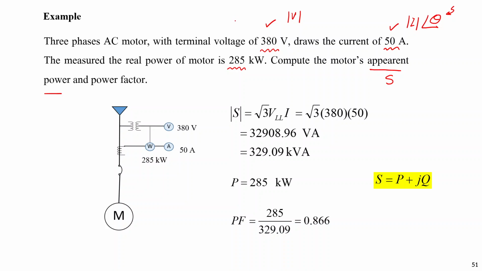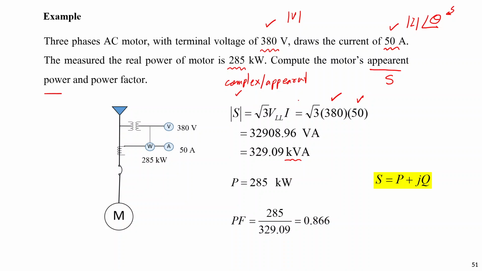Okay, so in this case we can calculate total apparent power or complex power, right? Complex power or apparent power. Apparent power is square root 3 V and I. V is 380 and I is 50 amp. So total is 32908 VA or 329 kilo VA, right?